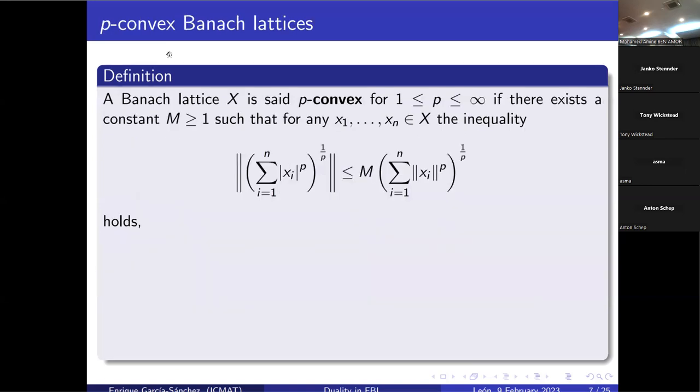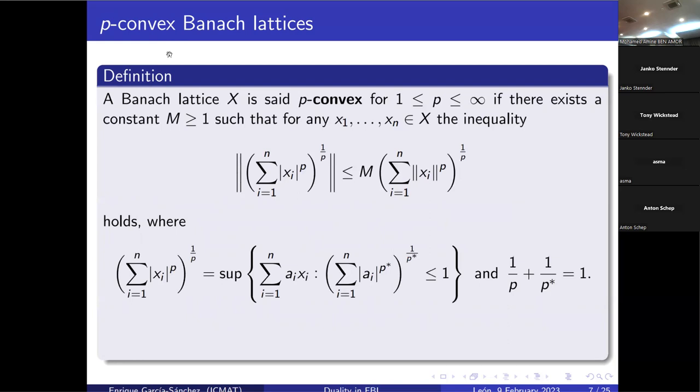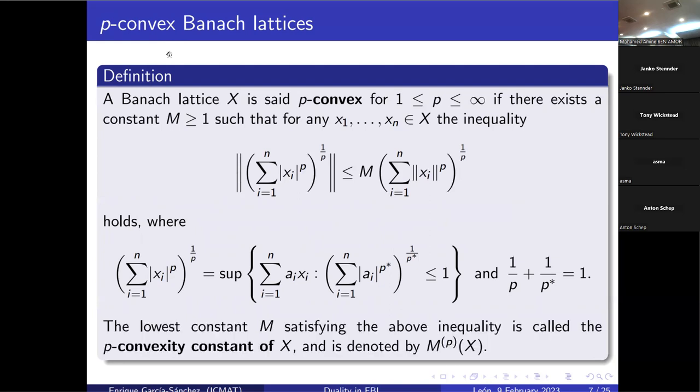So we can consider a particular case of Banach lattices, which is p-convex Banach lattices. These are Banach lattices such that there exists some constant M for which we have this inequality for any elements x1 to xn, with n arbitrary but finite. This expression here can be understood using functional calculus, but for this particular case, it can be defined also as this supremum.